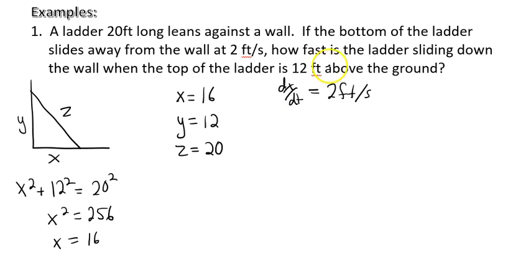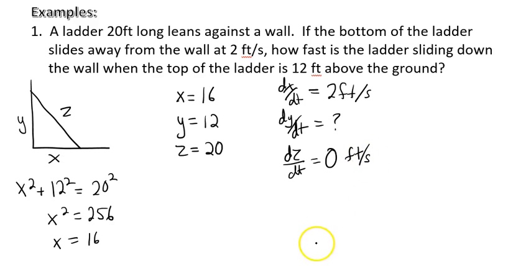And then how fast is the ladder sliding down the wall? That is how fast the height is changing. So I'm trying to find dy dt or y prime. So I like to put a question mark for what I'm trying to find. And obviously if I have a rate for x and a rate for y, z has a rate as well. And this is another thing you just know. Because this is not an expanding ladder, the length of that ladder is not changing like the length on the floor or the wall is. So that ladder is not changing, so its rate is 0 feet per second.